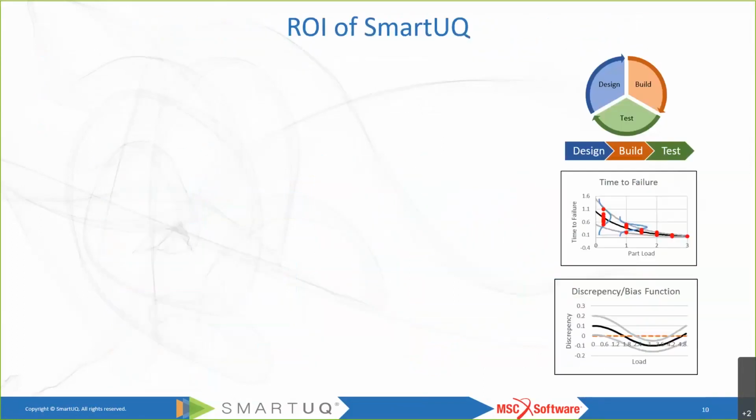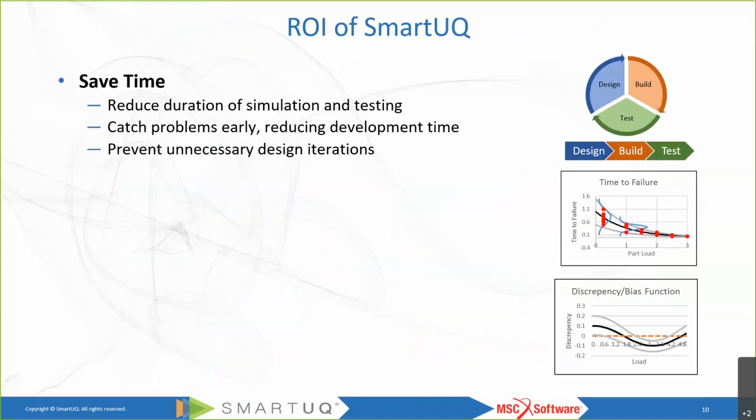I'd like to take a brief minute then to discuss what the ROI is of predictive analytics in UQ. The application of SmartUQ tools for predictive analytics in UQ can save time throughout the product lifecycle. The ability to more thoroughly explore the design space using a predictive model in place of the full fidelity simulation runs allows for more problems to be caught earlier in the design cycle, preventing time-consuming and unnecessary design iterations.